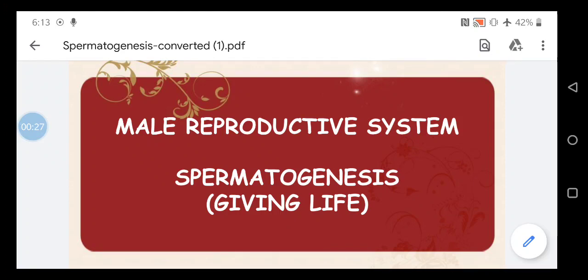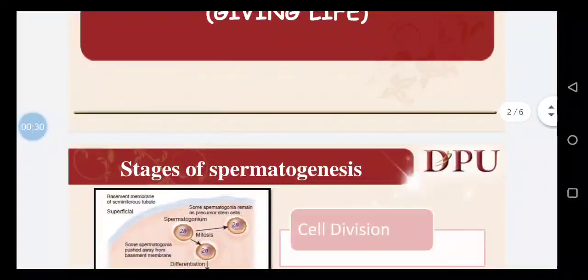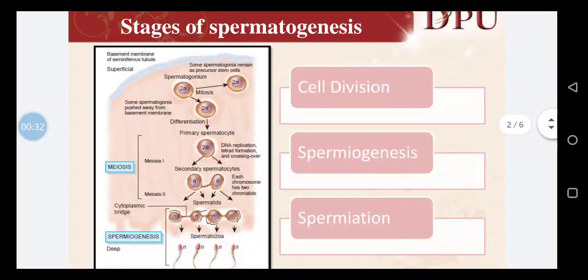So let's see what are the stages of spermatogenesis. Spermatogenesis is divided into three stages: cell division, spermiogenesis, and spermiation. Cell division is the first stage, where the stem cells get divided mitotically and meiotically and finally produce four spermatids. And spermiogenesis is the second stage, where the spermatids produced undergo development and differentiation and finally become a typical sperm.